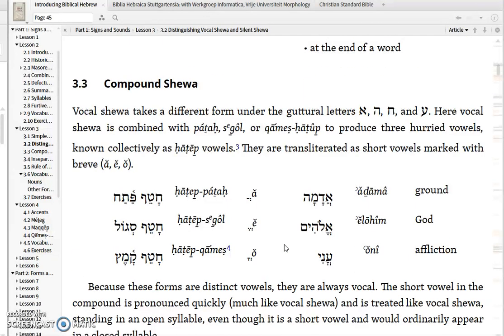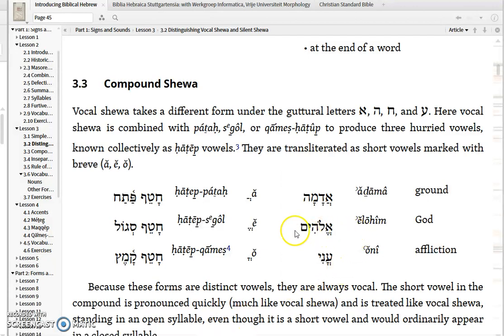Then you have compound Shavah. A compound Shavah has to do with the form that Shavah takes under the gutturals. The gutturals being Aleph, He, Chet, and Ayin. Under these letters, which are sometimes called weak letters, they won't take simple Shavah. Rather, they take a vowel that's somewhere halfway between a short vowel and a Shavah.